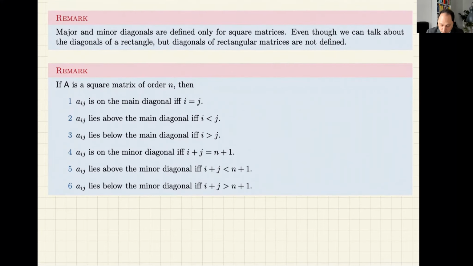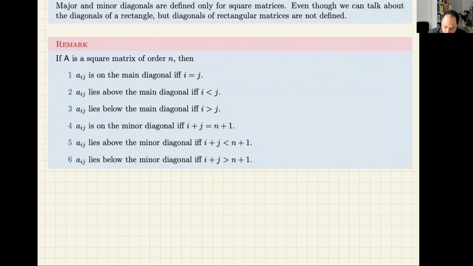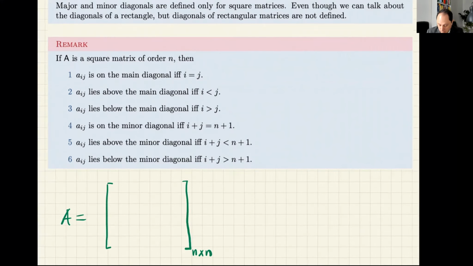Okay, so I think it's good to draw a schematic here. So here, assume that I have a matrix. It's an n by n matrix. Okay. It's easier to have it in this form in mind. Okay. So here, let me change the color. So here, this is the main diagonal.